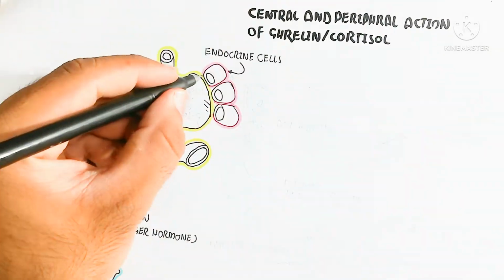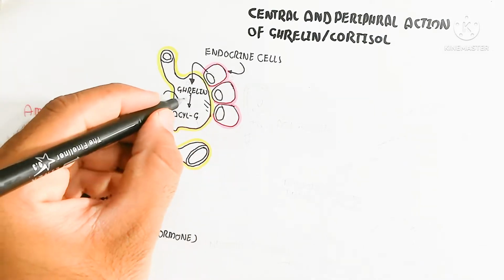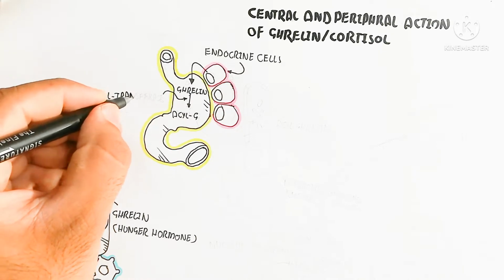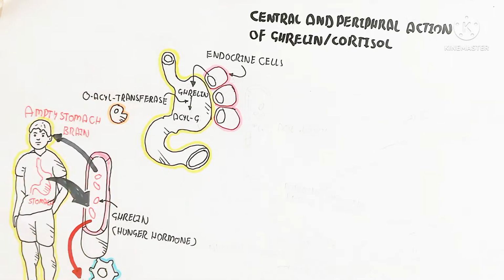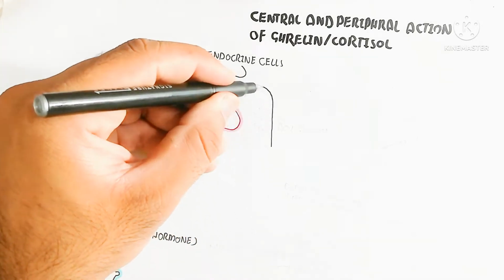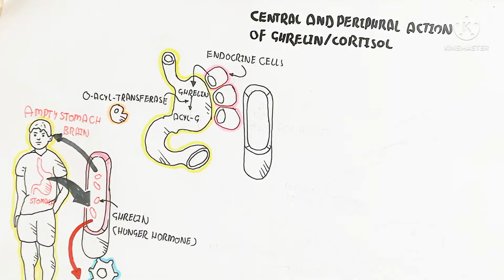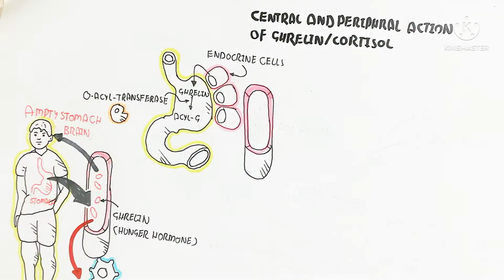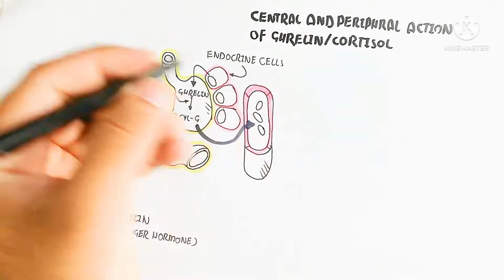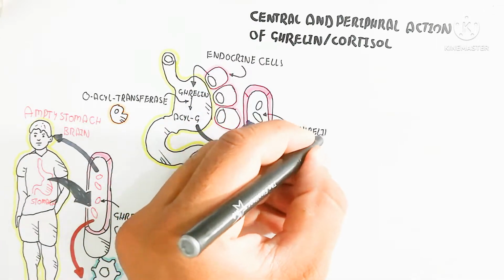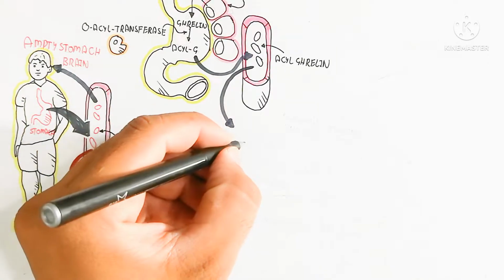Here is the stomach. The stomach basically contains endocrine cells. This enteroendocrine cell will release ghrelin, which is basically in an inactive form, and we convert it through the O-acyl transferase enzyme to acyl ghrelin. This acyl ghrelin will enter the blood circulatory system and target the brain, and it will pass the blood-brain barrier into the brain cells.